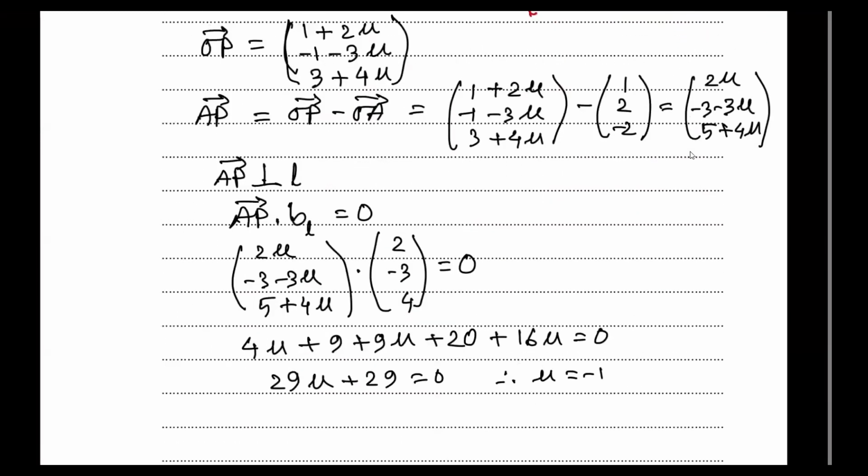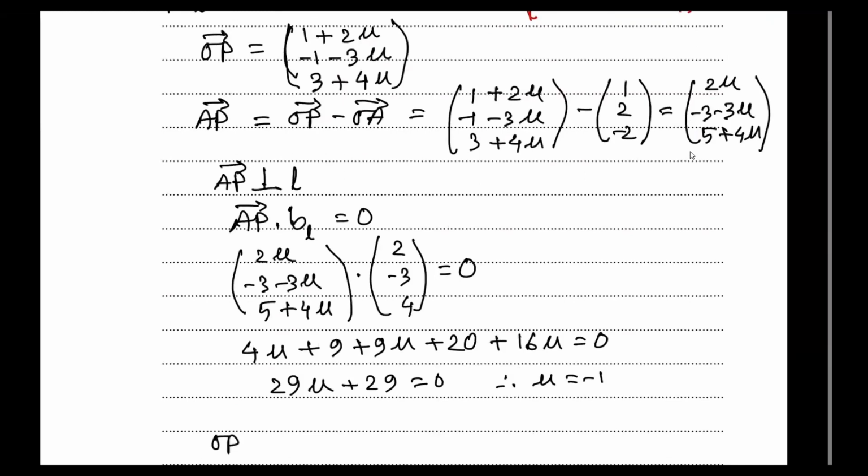The position of P will be, substitute the value of mu in the position of P. So mu is minus 1: P is (minus 1, 2, minus 1). So that's the position vector. Or you can write it in ijk form: minus i plus 2j minus k. That's the position of the foot of the perpendicular.